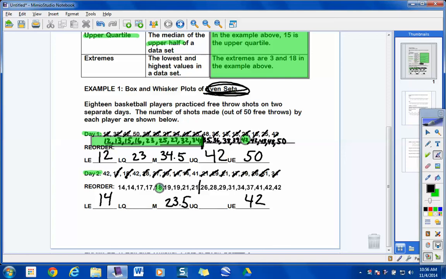18 is there. How many numbers to the left of 18? 4. How many numbers to the right? 4. So was 18 the middle of the lower half? All right. Kind of want to explain to you what's going on here, guys.